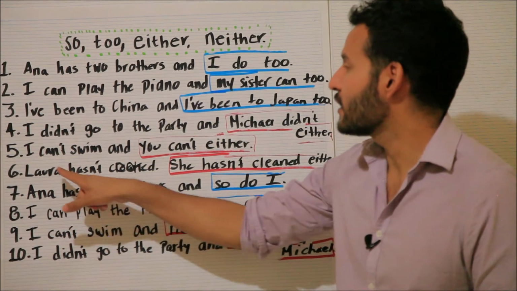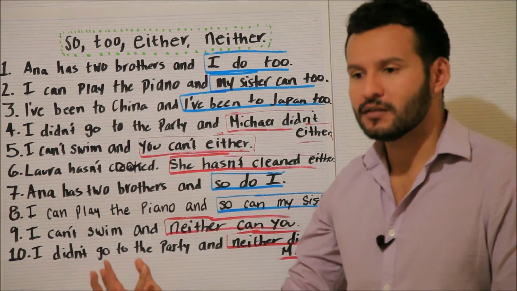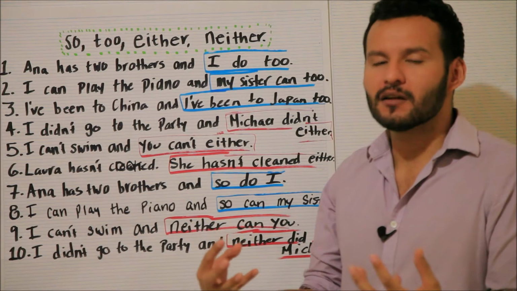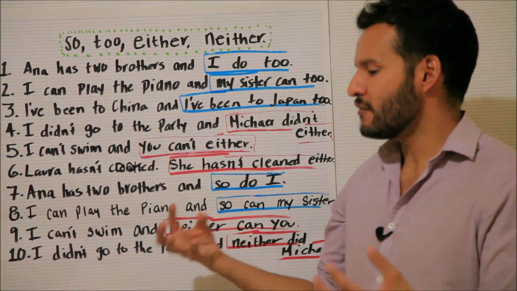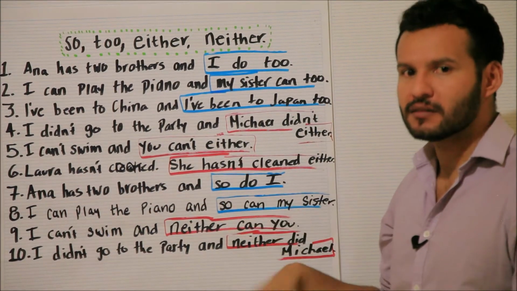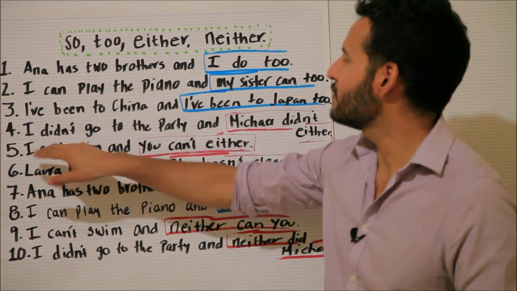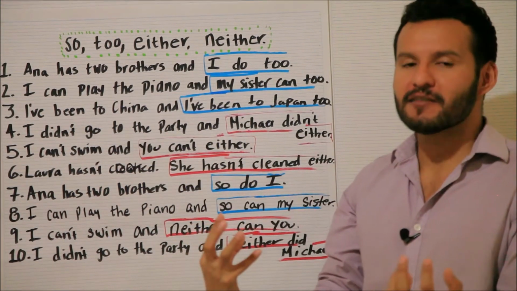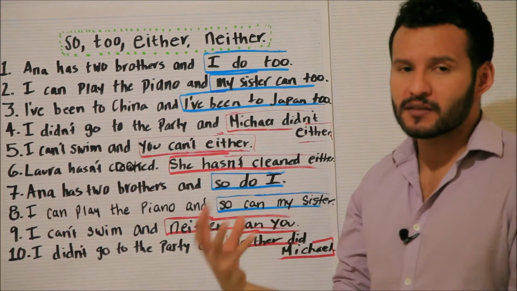And if I say, for example, that Laura hasn't cooked and Laura hasn't cleaned, again, I'm showing two similarities, two things that Laura didn't do. So I can emphasize that similarity by saying that Laura hasn't cooked and she hasn't cleaned either. Again, notice that in sentence number 4 and number 5, it's two different subjects that have something in common. In sentence number 6, it's the same subject in the two sentences.